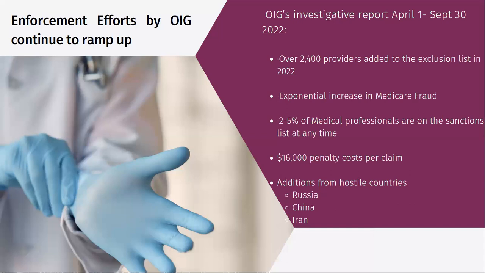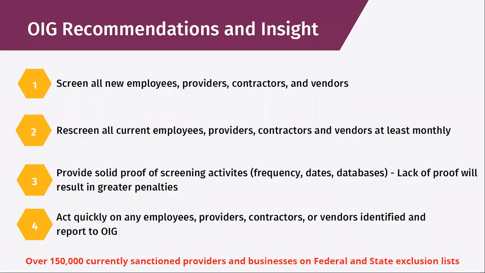Studies have shown that anywhere from 2 to 5% of medical professionals at any given time are on an exclusion list. That means within your own organization, statistically, close to 2 to 5% of the folks working within your environment could be on one of these lists. And depending upon the size of your organization, this can be a very difficult thing to manage and provide the proper oversight for.